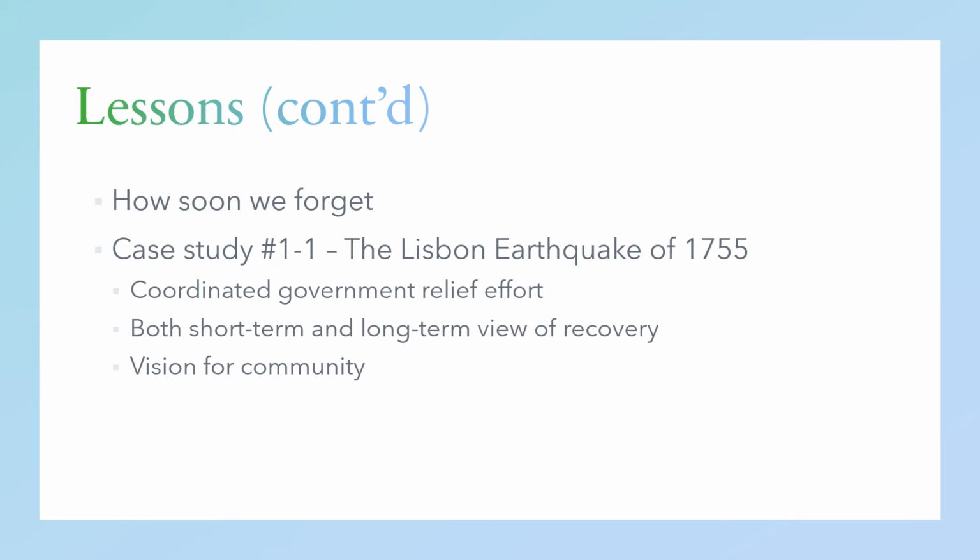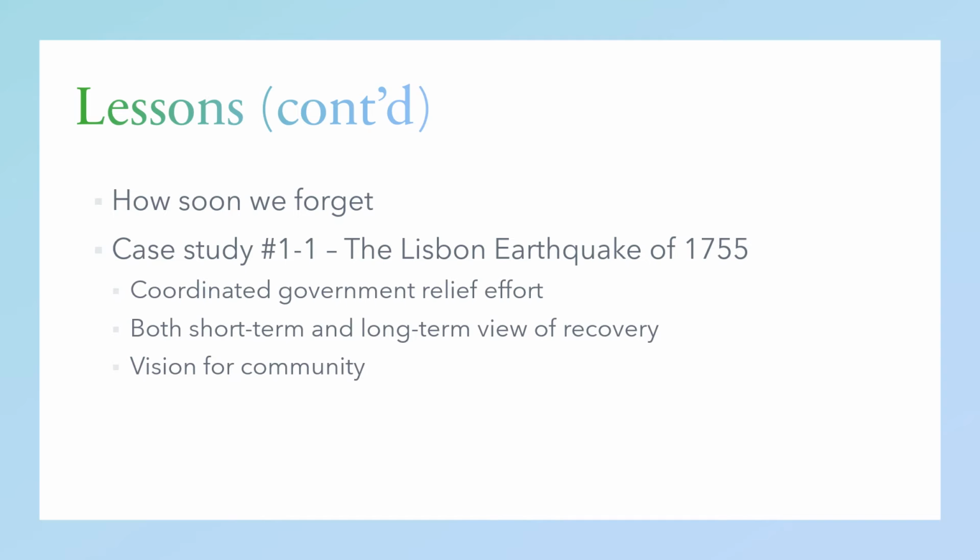So the Lisbon earthquake was an example of how prior planning and having a vision for the community drove the recovery and how they came back from it. It was a coordinated effort, and they rebuilt in the image of what their vision was for the community. So you're able to use that disaster to move forward.